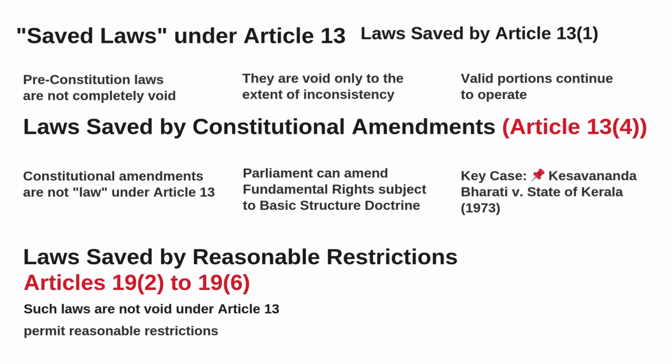Now, we come to a very important question. Are all laws violating fundamental rights invalid? No. The answer is clearly no. There are certain laws that we term as saved laws under Article 13. The laws saved under Article 13 Clause 1 are pre-constitutional laws that are not fully void. Only the inconsistent parts are inoperative, and valid portions continue.